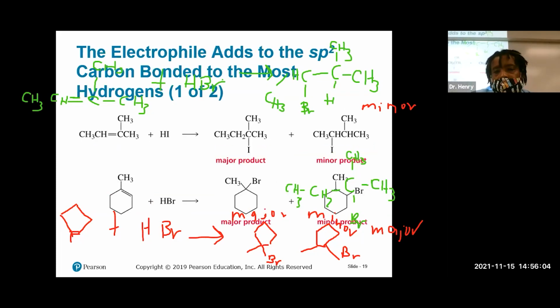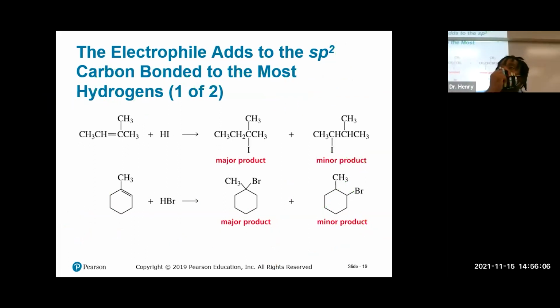That's exactly what we see here, right? Okay. Again, this guy's going to be major because it's more stable to have it on that carbon that has that tertiary structure, 1, 2, 3. So adding it there, it kind of bears that charge.